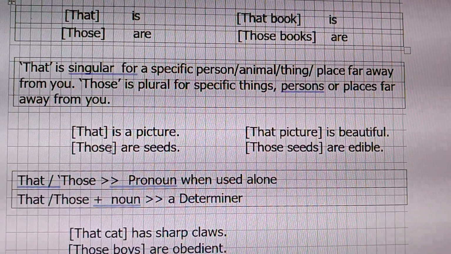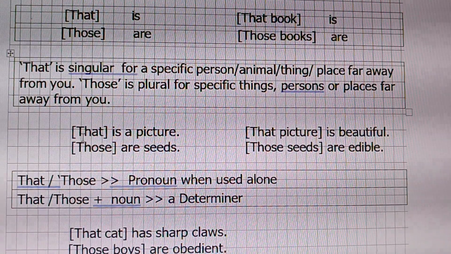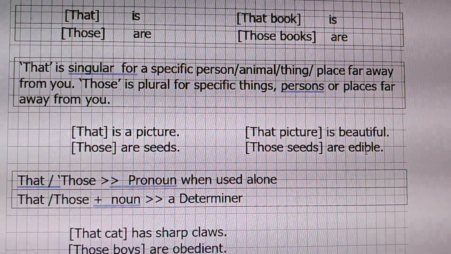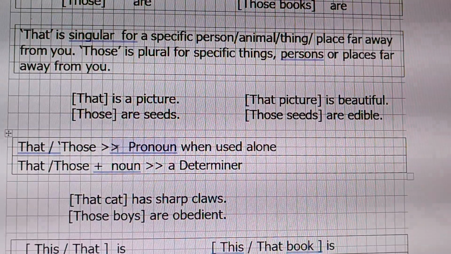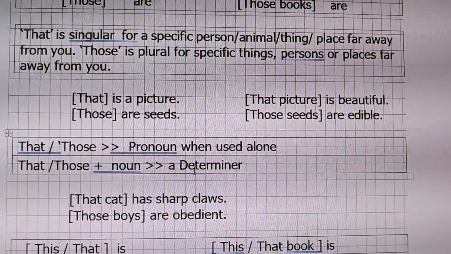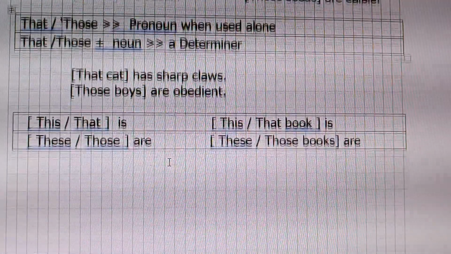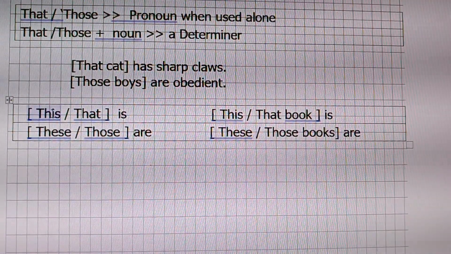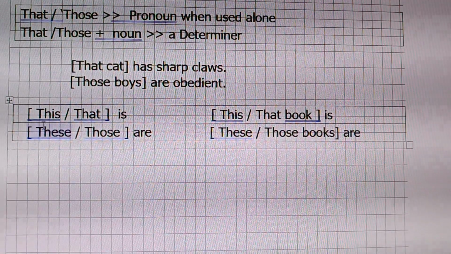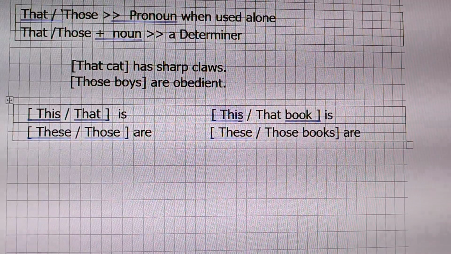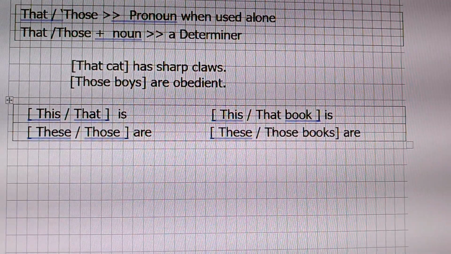The same thing. That is a picture. That picture is beautiful. Those are seeds. Those seeds are edible. Same rules: when used alone it is a pronoun, and when it is placed before a noun, it is a determiner. So remember: this is, that is, these are, those are. This book or that book is. This book or those books are.